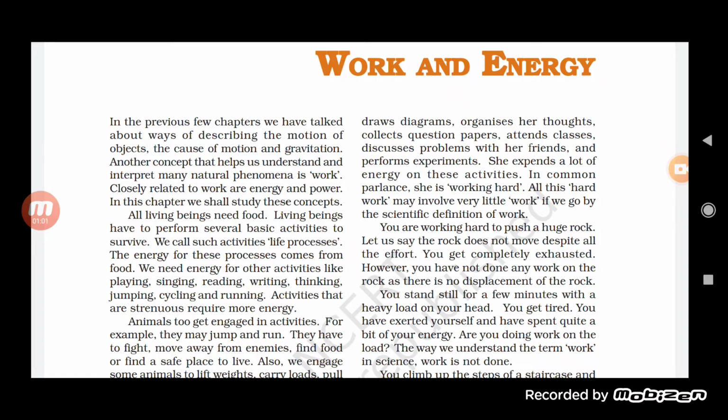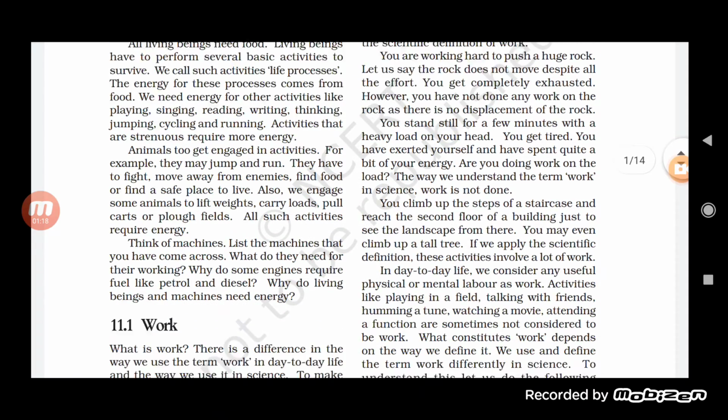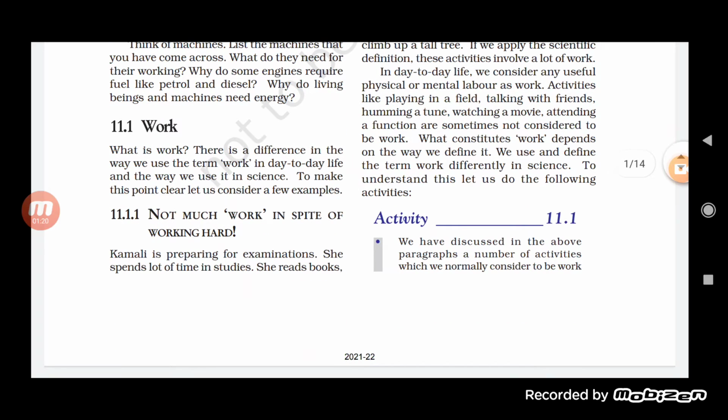And basically this work can be done only when there is a sufficient amount of energy. So for doing any of the activities, it is important that we have energy. Okay, so today we are going to understand work only. Now let us try to understand work.